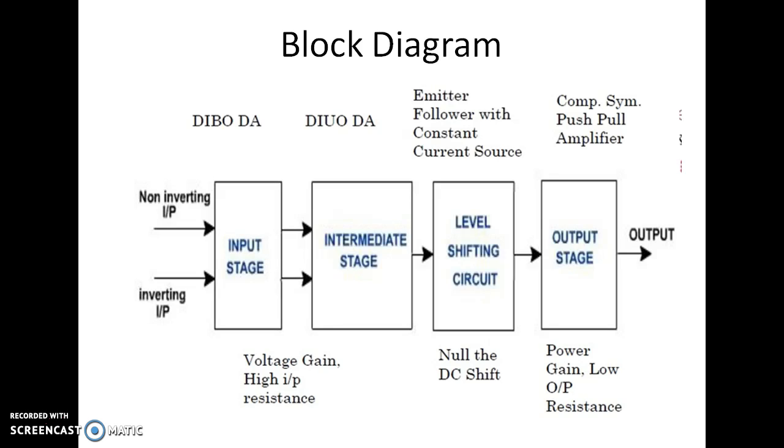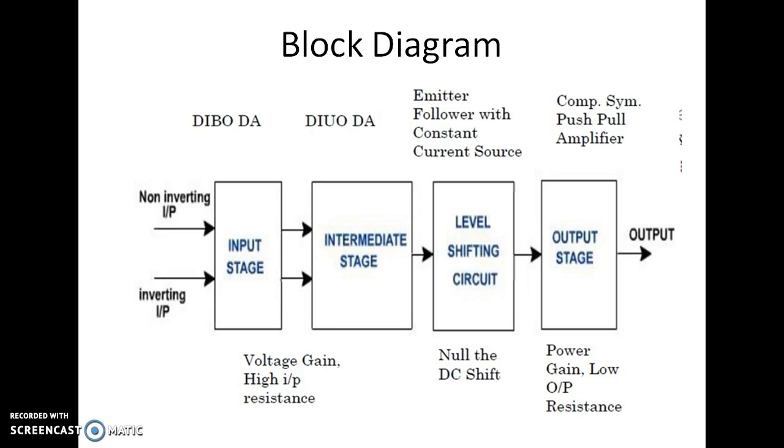Now we will move to the block diagram of a typical op-amp. If you can see, we have four different stages here for the block diagrams: input stage, intermediate stage, level shifting circuit, output stage. For input stage we have two inputs, inverting and non-inverting input. Then we have intermediate stage, level shifting stage and output stage, which gives the final output stage. Now let us see each block one by one.